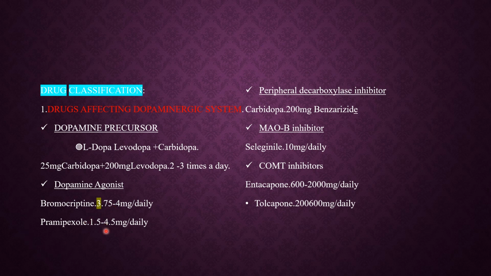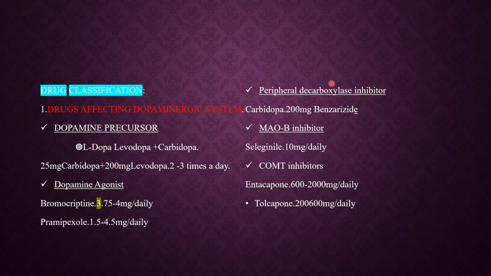The dose of bromocriptine is 3.75 to 4 mg daily, either 2 to 3 times depending upon the severity of the symptoms. The dose of pramipexole is 1.5 to 4.5 mg per day. Okay. The third one is peripheral decarboxylase inhibitor.